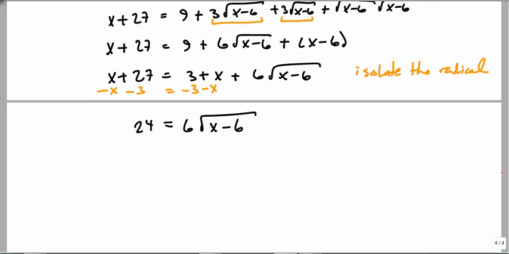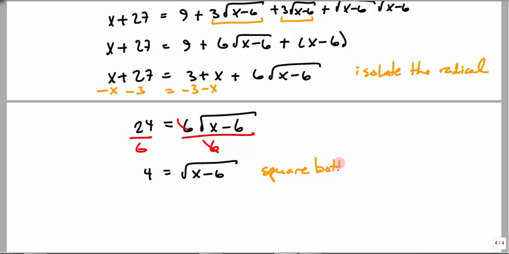Now before I square both sides, I could divide through by 6 because 24 is evenly divisible by 6, so that could be one option here as well. Now if it's not evenly divisible, you could probably just leave it there, leave the 6 on the right and deal with it later. 24 divided by 6 is 4. And now I want to square both sides. And again, that will get rid of the radical on the right.